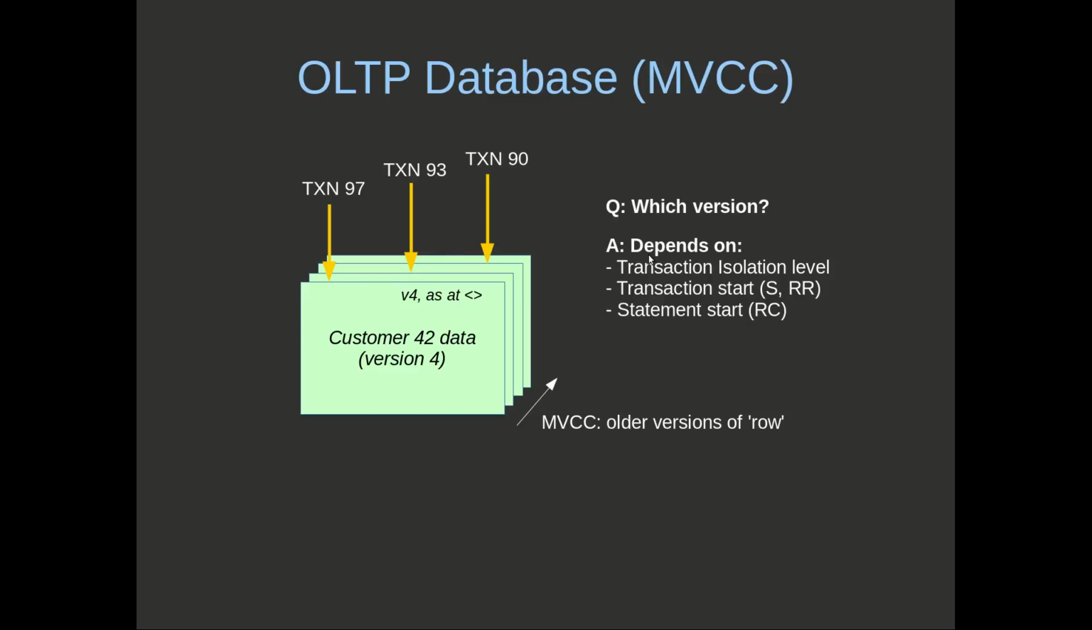So the versions that the database will read is based on the transaction isolation level, and effectively what that means is that for serializable or repeatable read, that will be the version as at the transaction start time. And for read committed, it will be as at the statement start time. So let's say we started transaction 97 and we started our statement very recently, and this is the most recent version that matches the statement start time. So we read version 4.